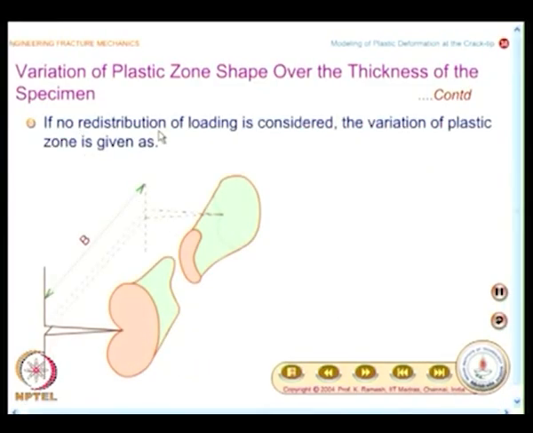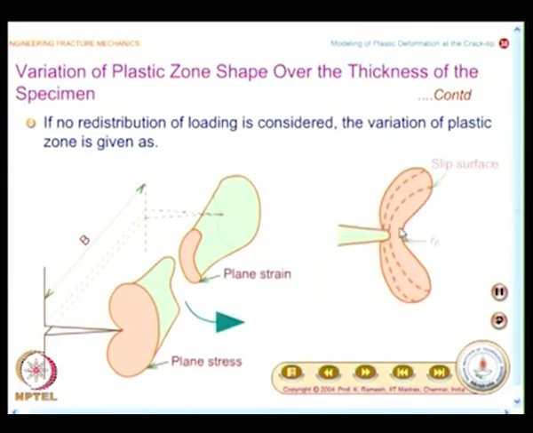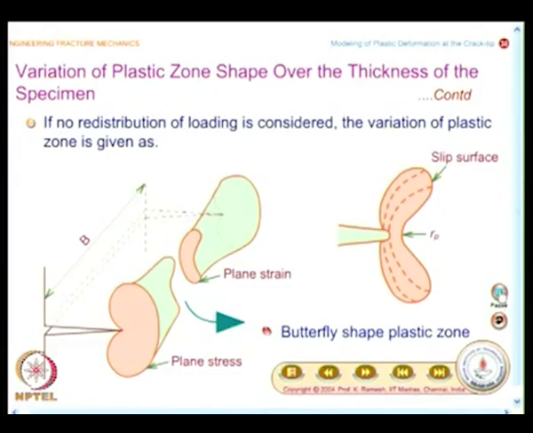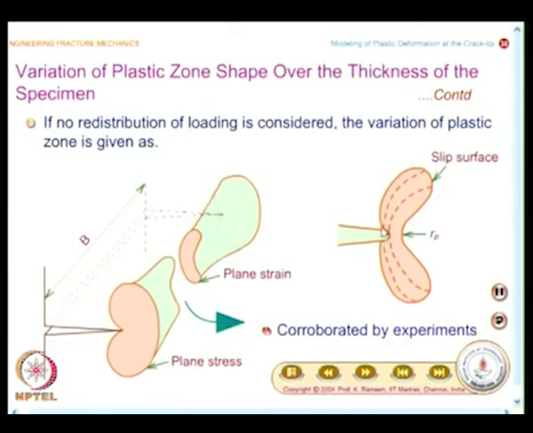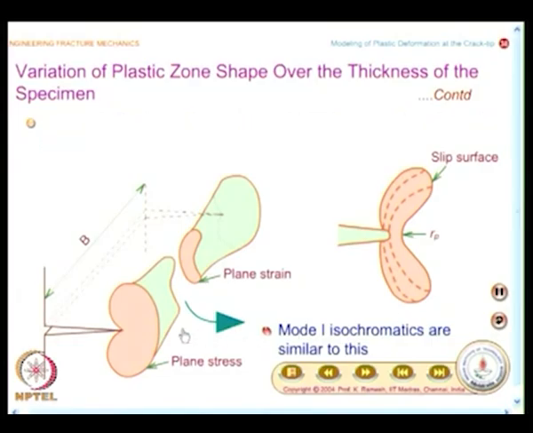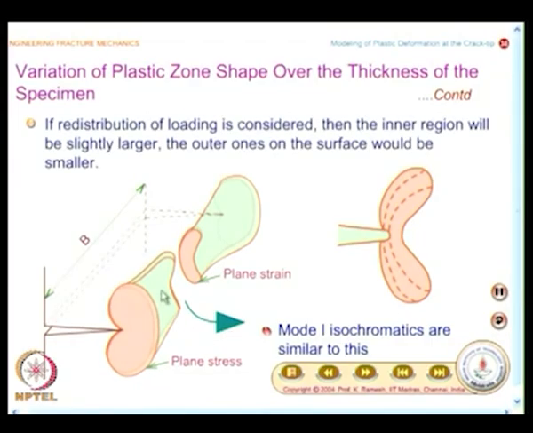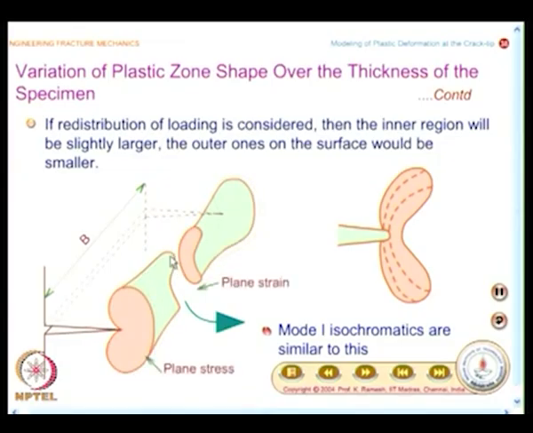If no redistribution of loading is considered, you have this, and this is what happens at the slip surface. You should also note that these are known as butterfly shaped plastic zones, because it looks like this, corroborated by experiments, that is very important, similar to mode 1 isochromatics. And if you consider redistribution, just observe the animation, this will shrink and that will increase.